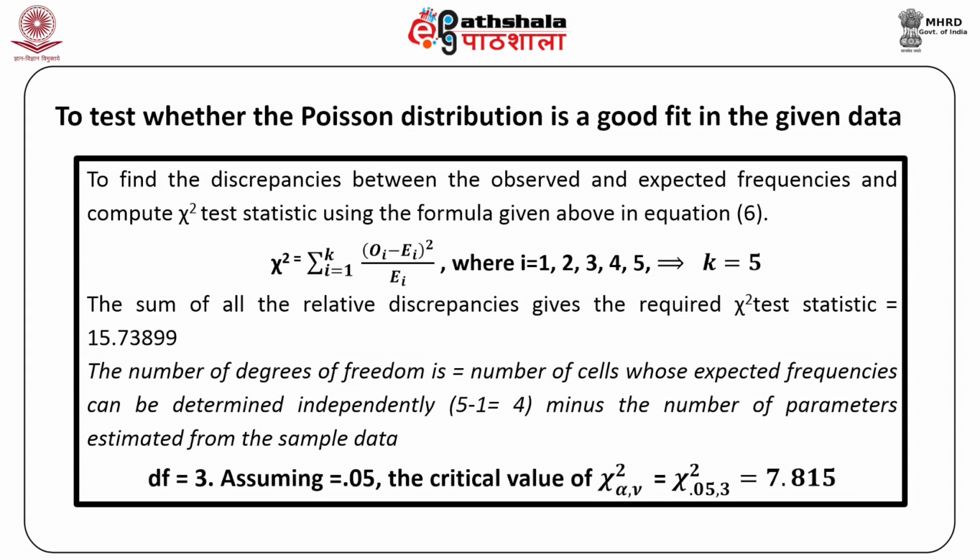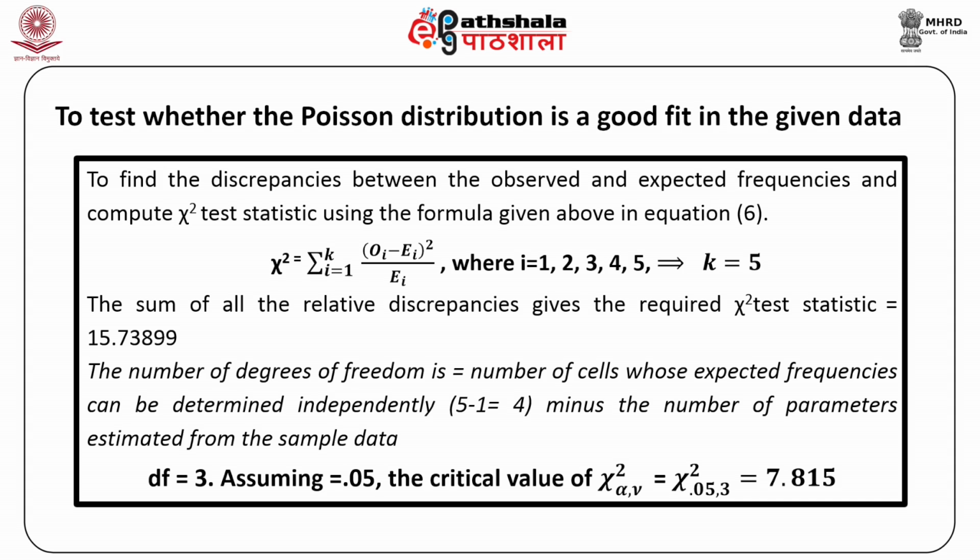The sum of all the relative discrepancies gives the required chi-square test statistic, which is equal to 15.73899. Now, to know whether this value lies in the rejection or non-rejection region, we require the critical value of the chi-square test statistic, which in turn requires information on the degrees of freedom and the significance level alpha.